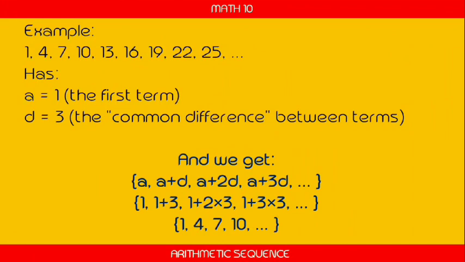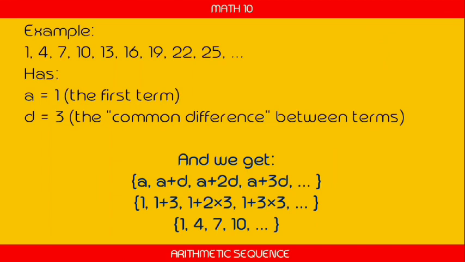For example, 1, 4, 7, 10, 13, 16, 19, 22, 25 has A equal to 1. 1 is the first term. D is equal to 3. 3 is the common difference between the terms. How are we sure? 4 minus 1 is 3. 7 minus 4 is 3. 10 minus 7 is 3.